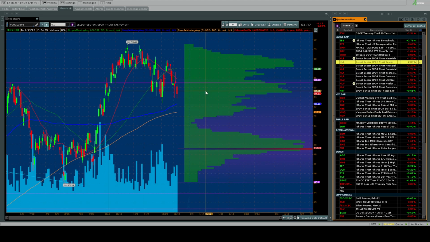How about the XLE? We talked about how this was looking to head lower. It kind of bounced up into here. You see it's crossed back over the 50-day moving average, couldn't hold it, and now it's coming back down. It's going to look to try to hold perhaps the 100-day moving average right in between that and the 200.